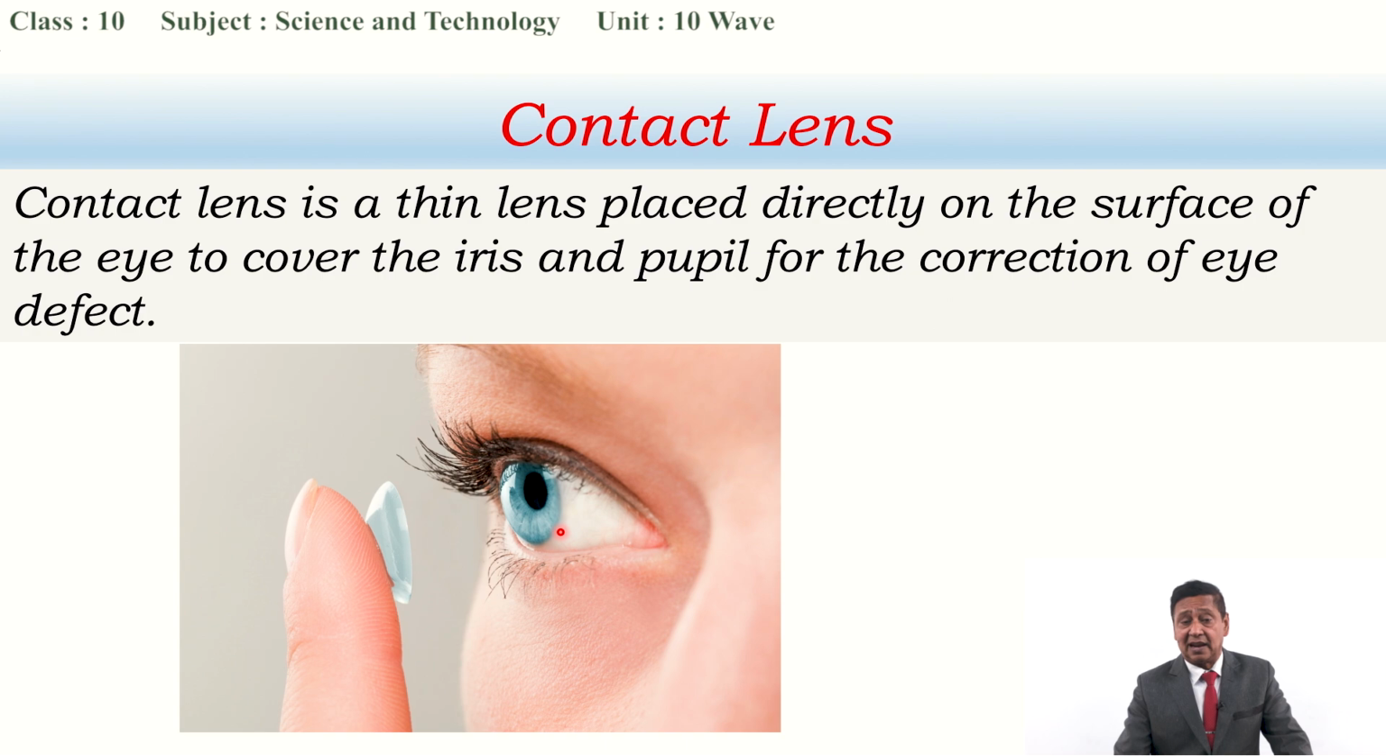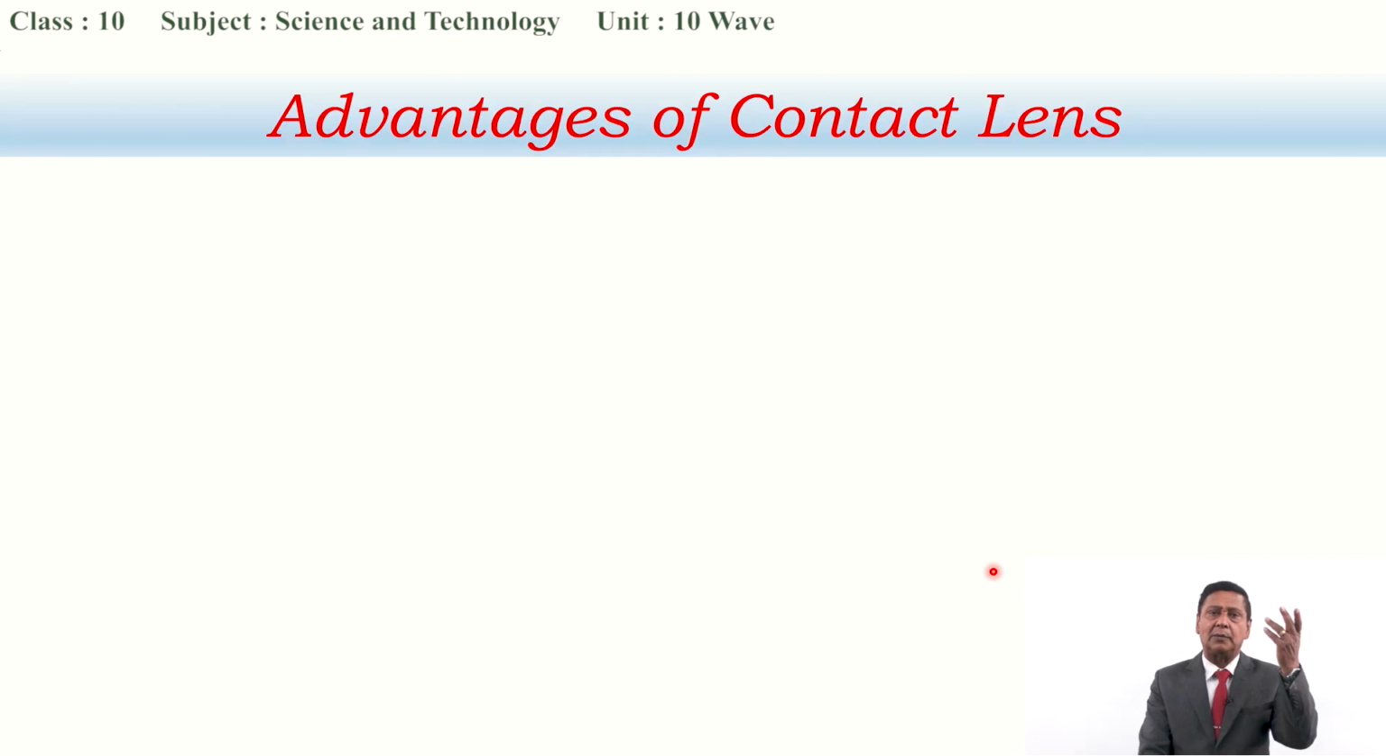When we put the contact lens over the cornea in such a way that it covers the pupil and iris, then the problem can be solved. What problem? Myopia or hypermetropia can be corrected. Okay, now what are the advantages of this?